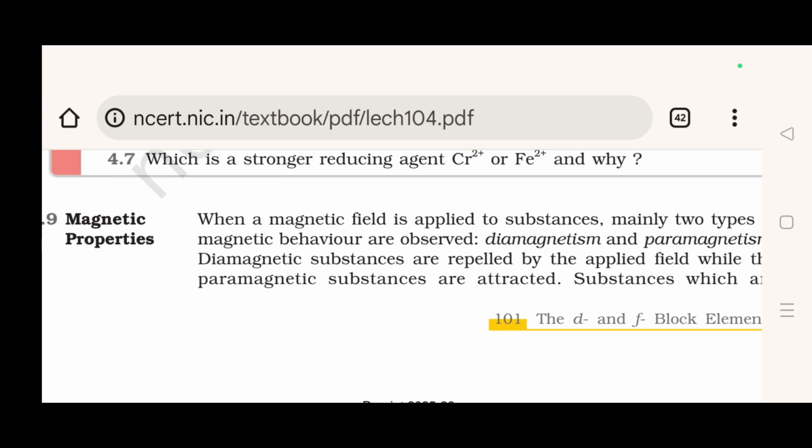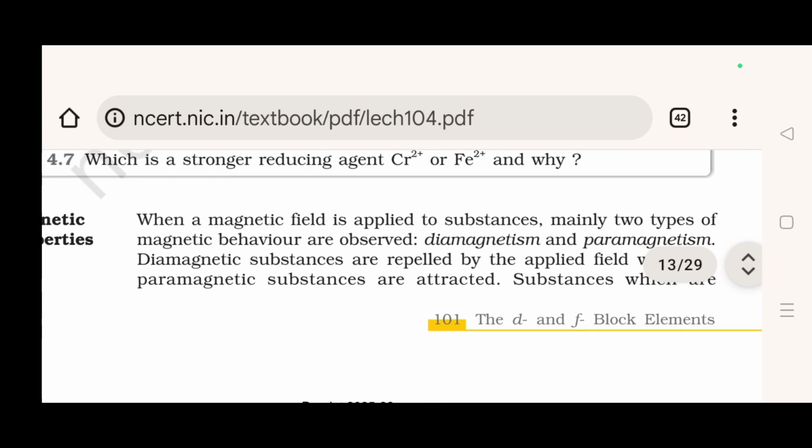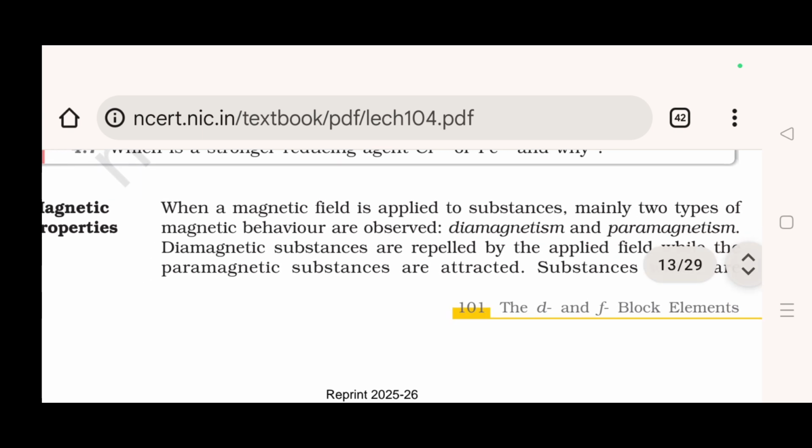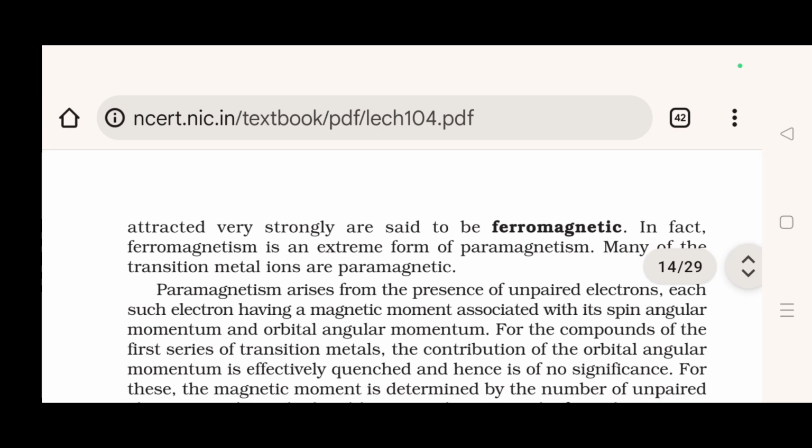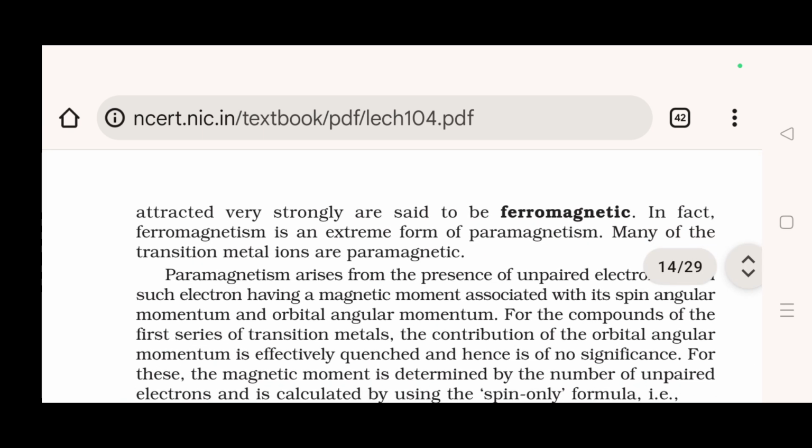When a magnetic field is applied to a substance, mainly two types of magnetic behavior are observed: diamagnetism and paramagnetism. Diamagnetic substances are repelled by the applied field, while paramagnetic substances are attracted. Substances which are attracted very strongly are said to be ferromagnetic. In fact, ferromagnetism is an extreme form of paramagnetism. Many of the transition metal ions are paramagnetic. Paramagnetism arises from the presence of unpaired electrons.